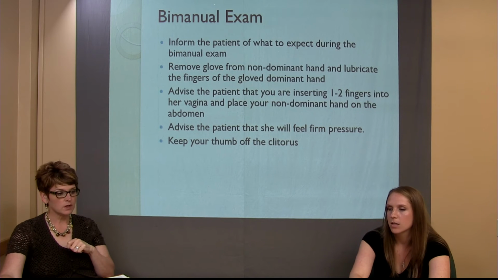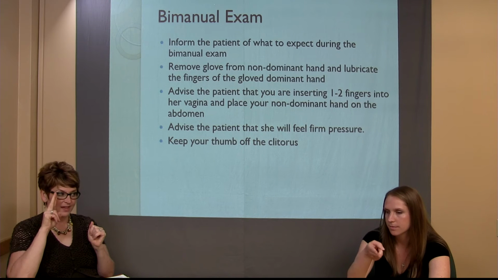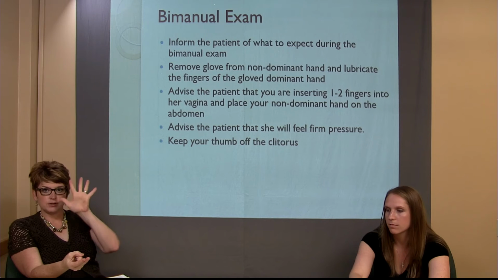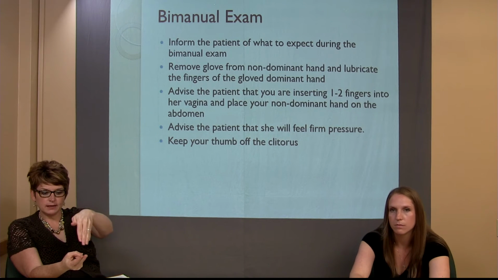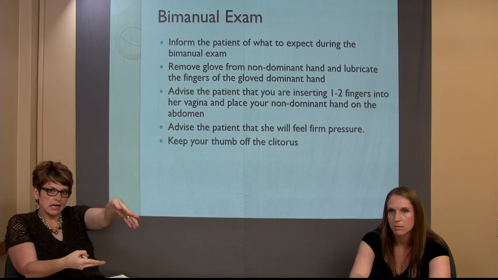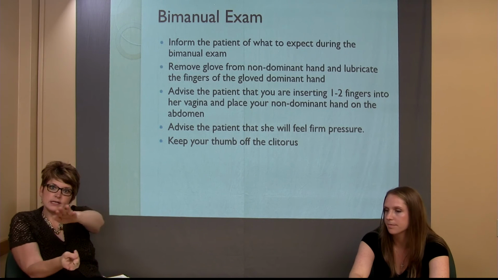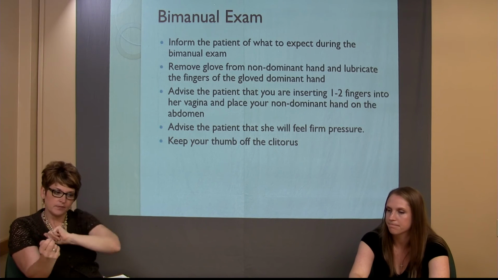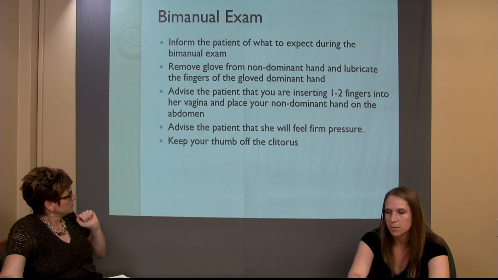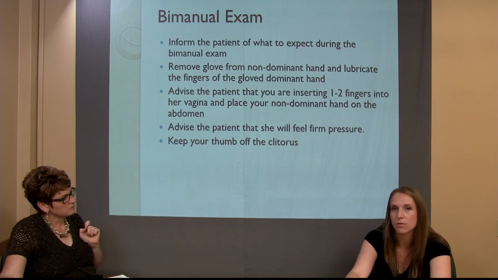So now you're going to put some KY jelly on 2 fingers of the dominant hand and insert that into the vaginal vault. Then you want to take your non-dominant hand and put it on the middle of the abdomen to try to trap the uterus between your fingers, and then on either side, palpating for those adnexal structures, those ovaries and tubes on either side. Again, in most women you will not palpate ovaries. They will feel firm pressure, but they should not really experience pain with this. If they do, that's an abnormal finding.